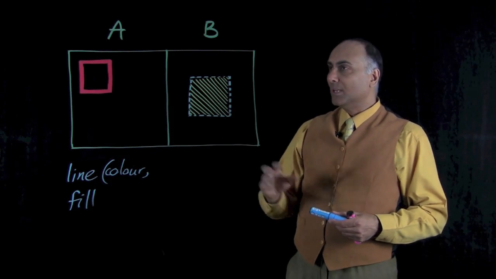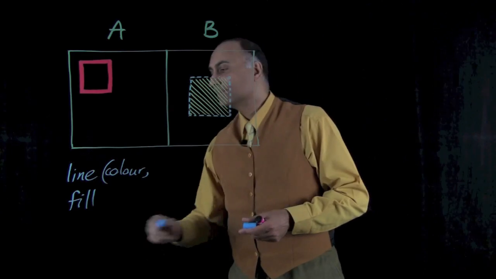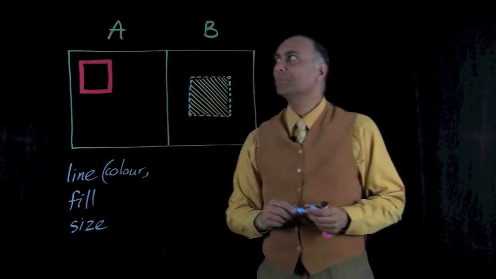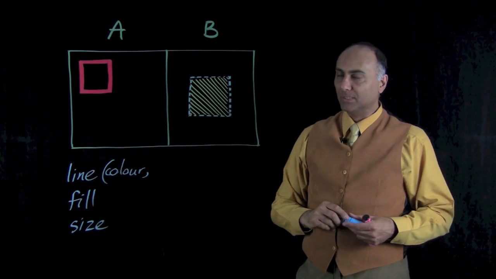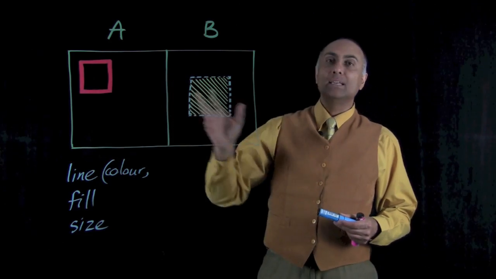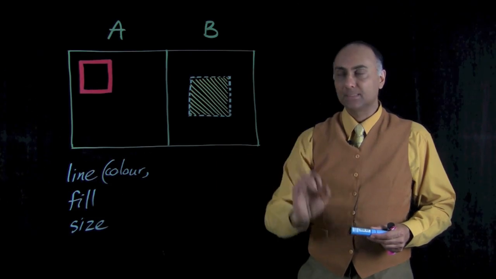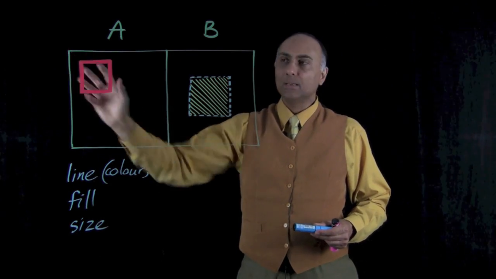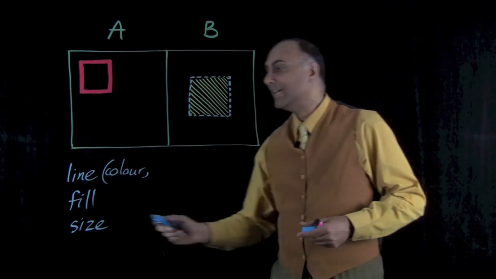Another difference which you will have no doubt noticed is size. This square is bigger than this one. So size, very common one. And there's one more which sometimes gets forgotten. But I'm sure you will have got it, and that is location. Location is where something is. And within the box, this is towards the top left corner, whereas this one is more or less central in the box. So it's in a different location.